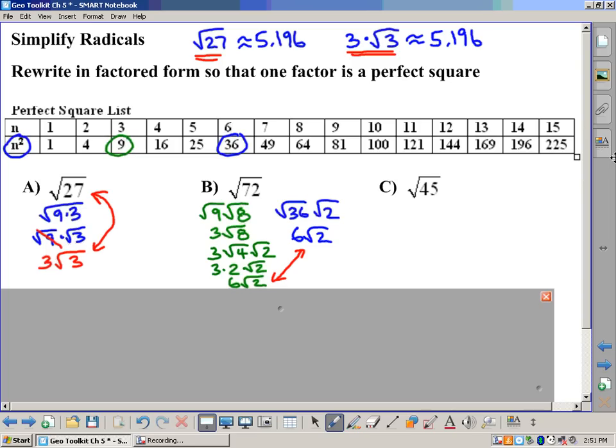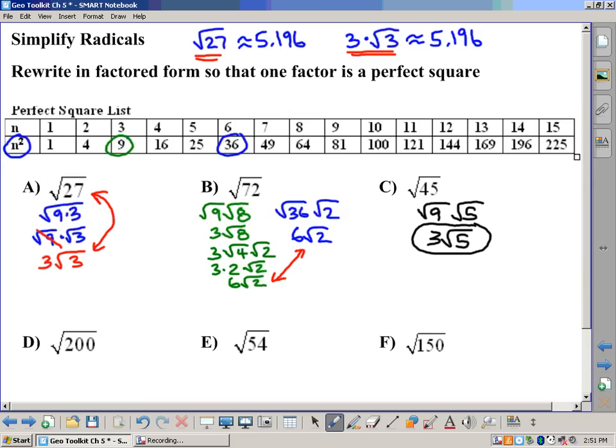Okay, next, we've got the square root of 45. So once again, look down your list here: 1, 4, 9 goes in there. So this is going to be the square root of 9 times the square root of 5. Square root of 9 is 3. So this becomes 3 times the square root of 5, and that is your answer. 5, nothing goes into 5 that's on the list other than 1, and 1 doesn't really do any good there.